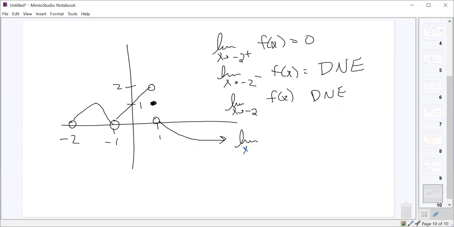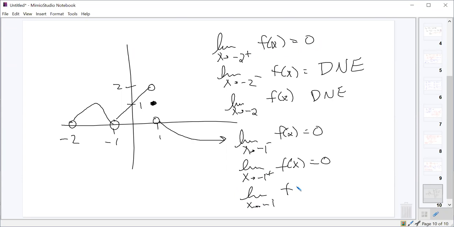What if we talk about the limit as x approaches negative 1 from the left? What should that be? 0. What if we approach negative 1 from the right? Also 0. Therefore, we are guaranteed that the limit as x approaches negative 1 is 0, no matter what. Even if I put in some point up here that's at negative 1, the limit is still 0 because the limit from the left and the limit from the right are both 0. This extra point doesn't do anything for us. Good?